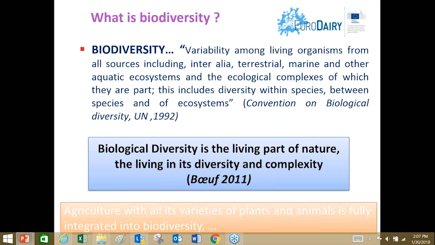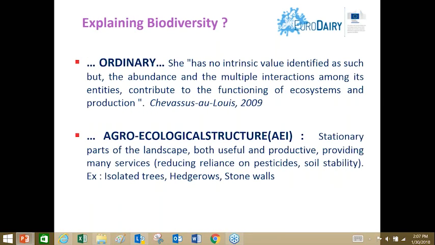I also give you, in very simple terms, this definition of biodiversity, which is that biological diversity is, in fact, the living part of nature, the living in its diversity and complexity. And more to the point regarding agriculture, which is our issue, agriculture with all its varieties of plants and animals is, in fact, fully integrated into what we call biodiversity. So that was for the definition.